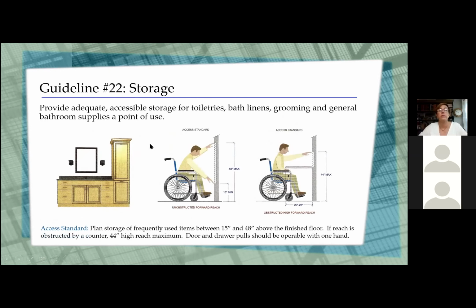All right, storage. We want to make sure that in all bathrooms we've got adequate storage: toiletries, bath linens, grooming, bath supplies, point of use, things like that. The most frequently used items should be stored between 15 and 48 inches above the finished floor. If the reach is obstructed by a counter, it's at most 44 inches tall. If the space is open underneath the vanity and they pull up in front of it, they're not going to be able to reach very high because the counter is coming out towards them. So make sure that it's only 44 inches tall.